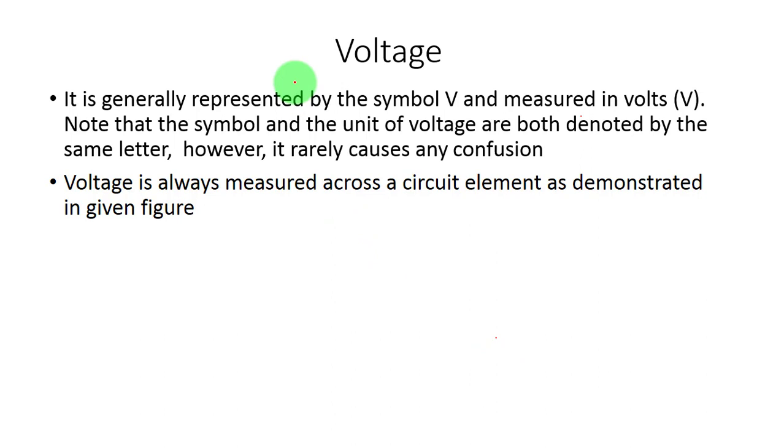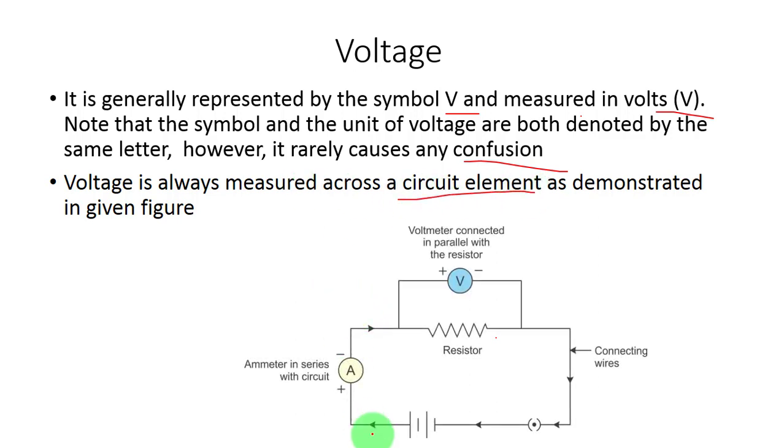Now we can see the voltage is generally represented by the symbol V and measured in volts. There is a bit of confusion, but you can write the symbol as V and measured in volts. Now voltage is always measured across the circuit element. You can see here the circuit. Here the battery, here the switch, and here the resistance. There is an ammeter used for current, and this is always connected in series. Now for the resistance, we can find the voltage across this resistance, and the voltmeter we connect in parallel, and this is the connecting wire.